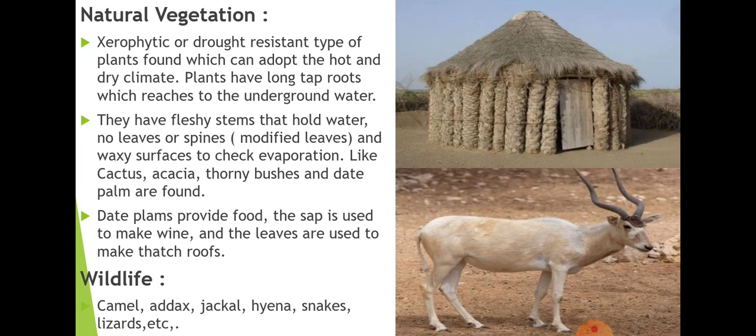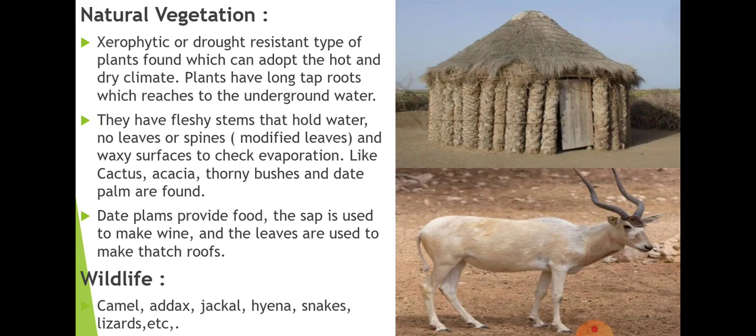Examples are cactus, acacia, thorny bushes, and date palms. These are some of the examples that grow over there. The date palm is one of the most important plants that grows near the oasis, and it is used in various ways for food. Sap is used to make wine. Leaves are used to make thatch roofs. Thatch roofs means hut-type structures basically. So these are very helpful. The date palm is very helpful for the people who are living in the desert area.